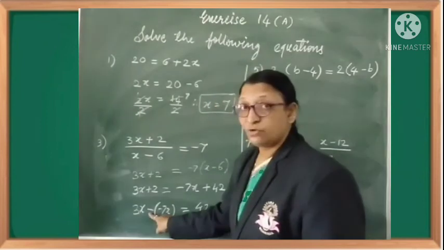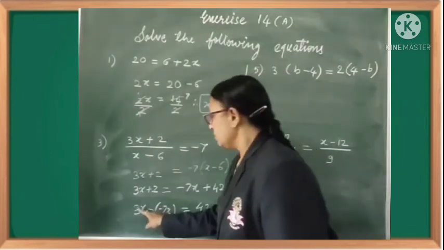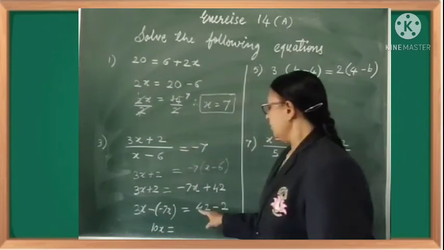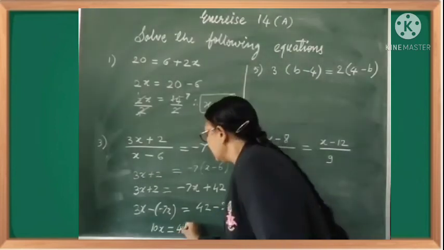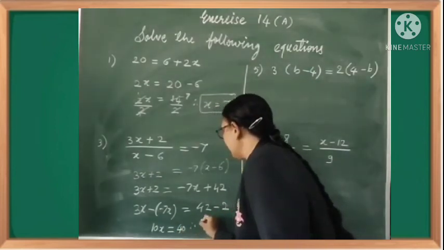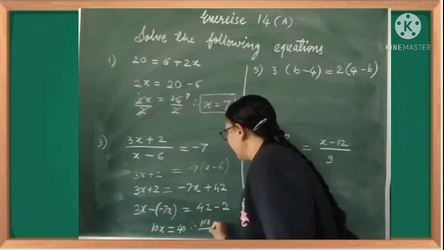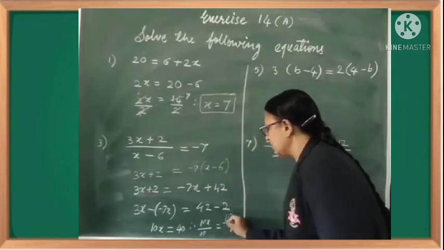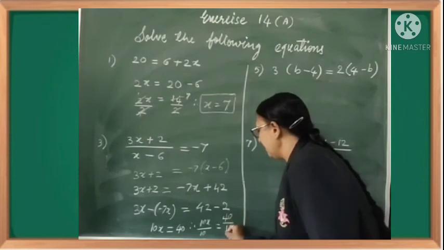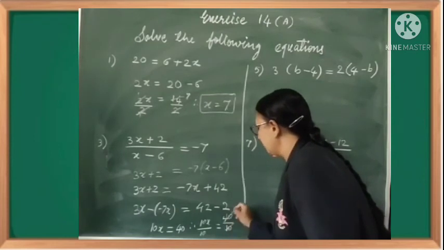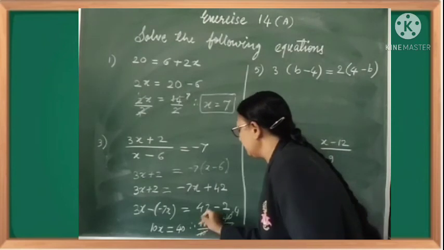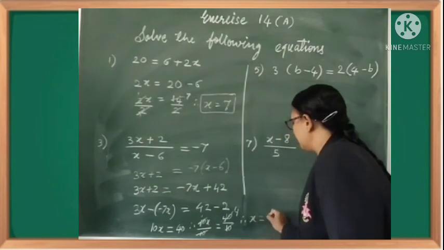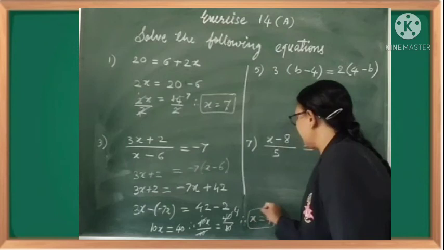3x, the negative sign is out of the bracket, so this will become positive 7x. So 3x plus 7x is equal to 10x. In the next step, 42 minus 2 is equal to 40. Since we need to find out the value of x, we will take here 10x divided by 10, and on the right-hand side also, 40 divided by 10. 10 ones are 10, 10 fours are 40. 10 ones are 10, 10 ones are 10. So finally, the value of x is equal to 4. The solution of this expression is 4.